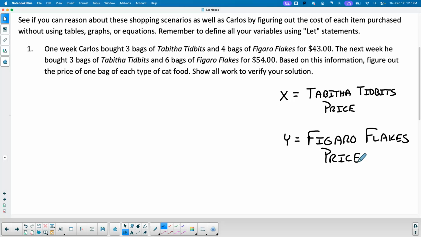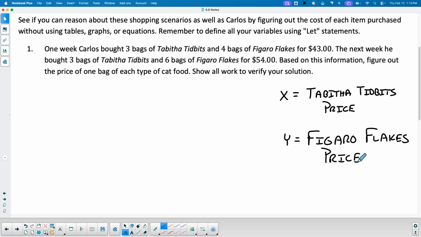Okay? All right? Now, let's go back and reread the problem and see if one of the sentences comes up with an equation for us. Is this going to be an equation or is this going to be an inequality? It's going to be an equation because we know that Carlos spent $43 one week, and we know that he spent $54 the next week. Okay? So this is going to be an equation.